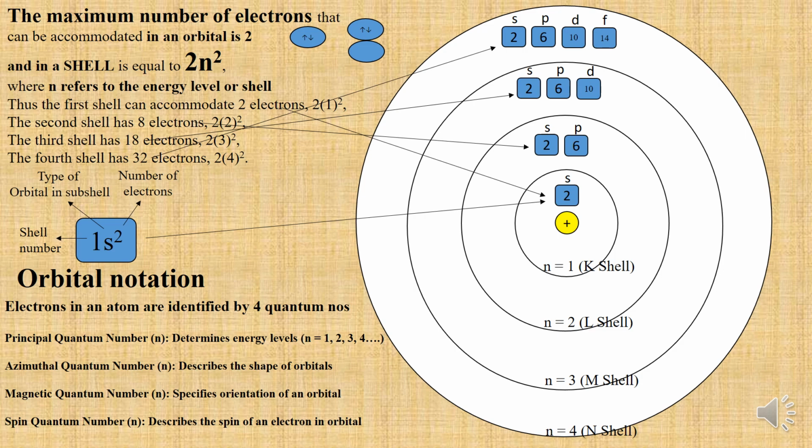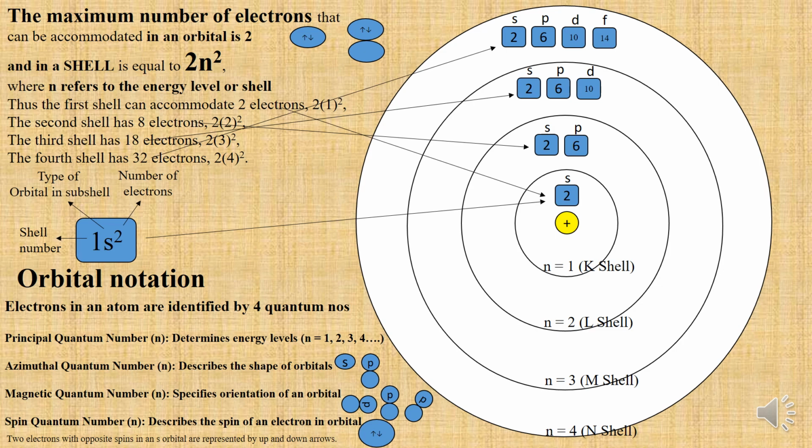Electrons in an atom are identified by 4 quantum numbers. The principal quantum number determines the energy levels. The azimuthal quantum number describes the shape of orbitals. S orbital is sphere shaped. P orbital is dumbbell shaped or mentioned as figure 8. The magnetic quantum number specifies the orientation of an orbital. For example, the 3p orbitals are oriented along the x, y and z axis, while the spin quantum number describes the spin of an electron in an orbital.